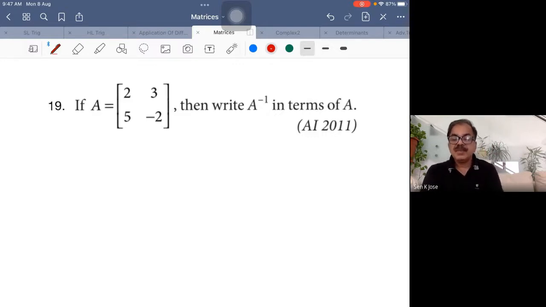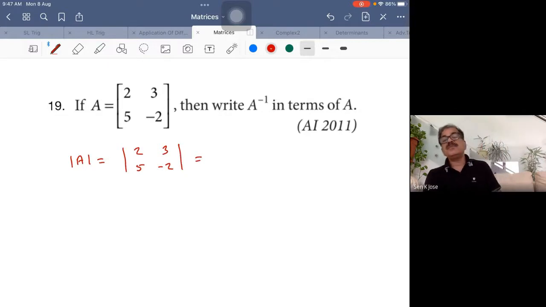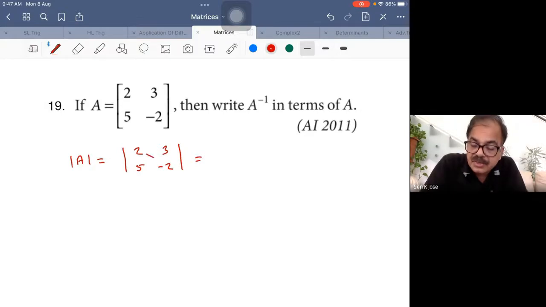Here it says write A inverse in terms of A. I don't know. We'll try. Your question is not just to find out A inverse, but your answer should involve A in it. Let's try. So to find out A inverse, anyway, I need determinant A first. Determinant A is determinant of 2, 3, 5, -2. Because the formula is 1 by determinant A into adjoint of A. So I'm taking the determinant, cross multiply.